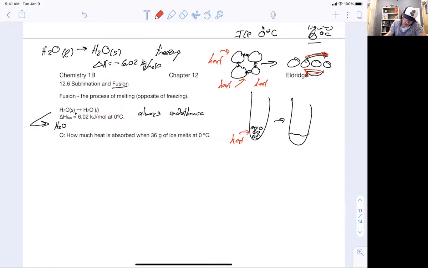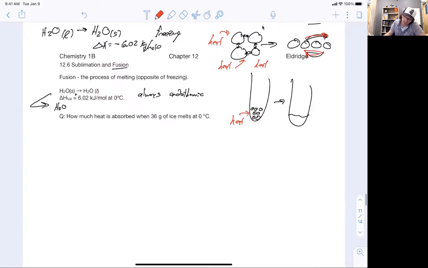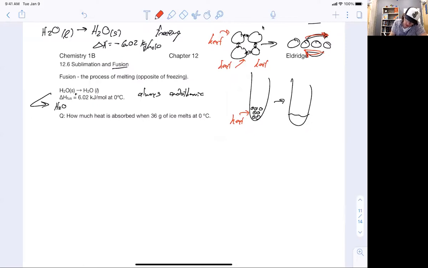Another thing that you'll notice is that fusion took a lot less energy than vaporization. Vaporization was 40 something kilojoules. Fusion is only 6. So there's 6 times more energy to evaporate than it is to melt. So we'll do it in the opposite direction here. How much heat is absorbed when 36 grams of ice melts at 0 Celsius? Again, we've got the reaction right here.